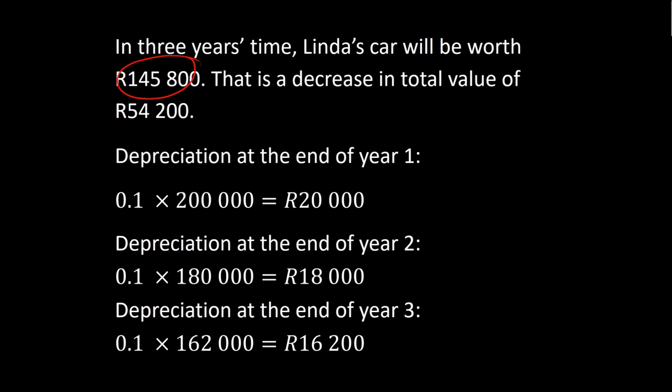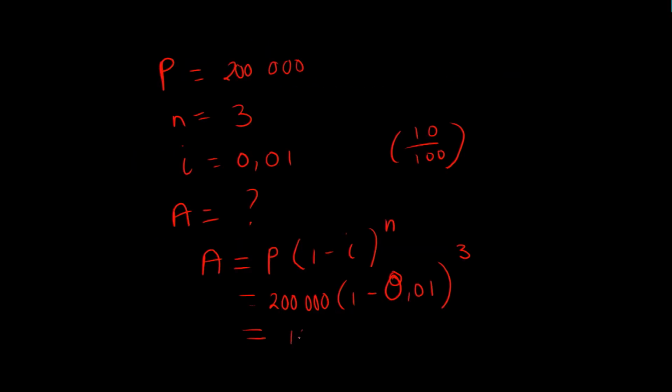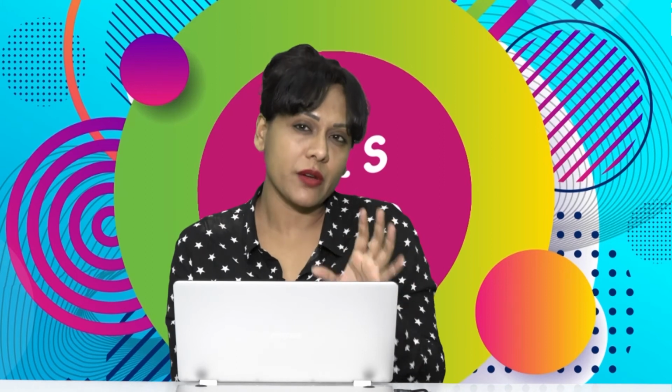So if you do that, you should end up with 145,800 Rand, which is the value of this car at the end of 3 years. Now, if you think about it, that's quite a lot of depreciation for 3 years. Maybe in the grand scheme of things, not that much. It's over 50,000 Rand. So if it reduces that much in 3 years, certainly by the end of the lifetime of this car, it will be worth very, very little.